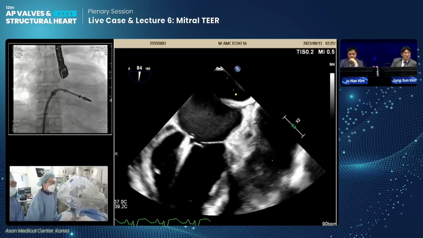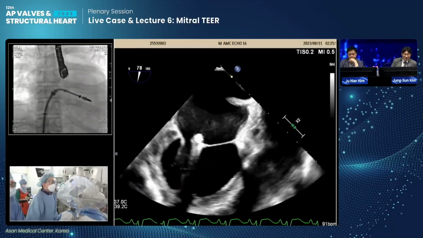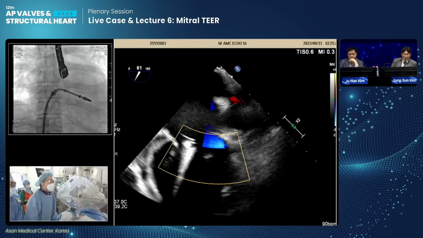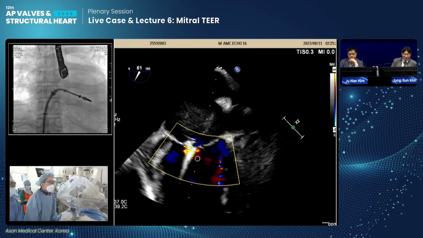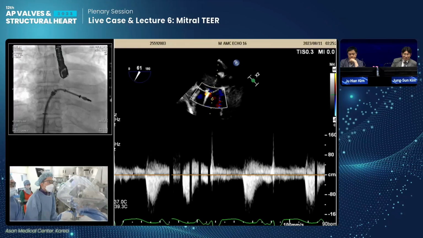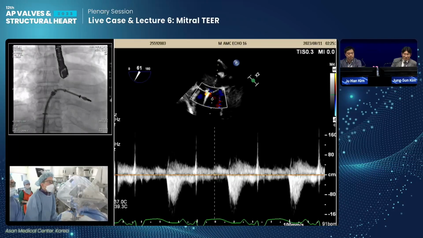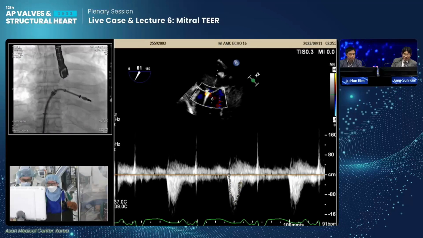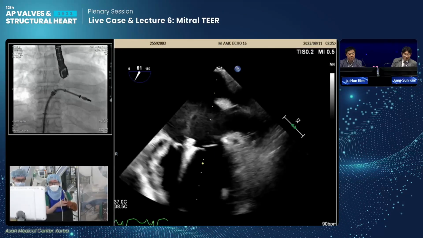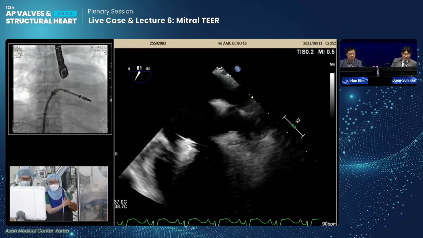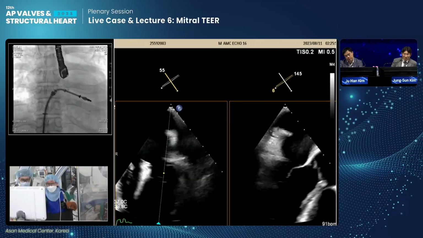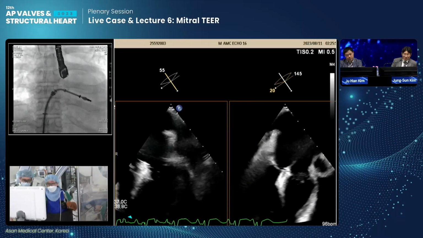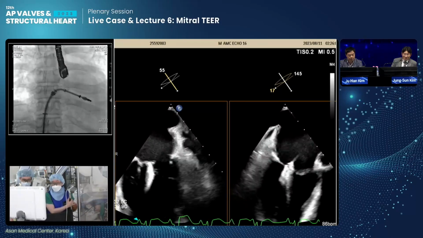But let's check the pressure gradient. Pressure gradient is just two. Low gradient. And the degree of the MR is now trivial or mild. And we can see the SAG. The insertion flow looks good. Then shall I deploy?